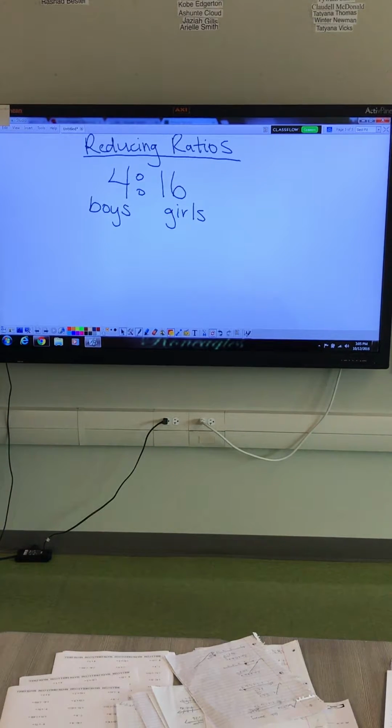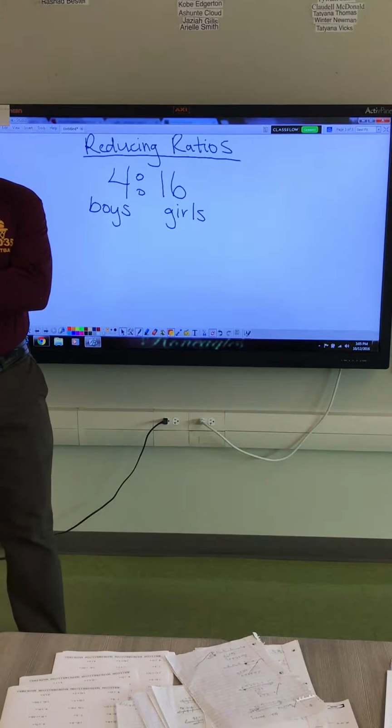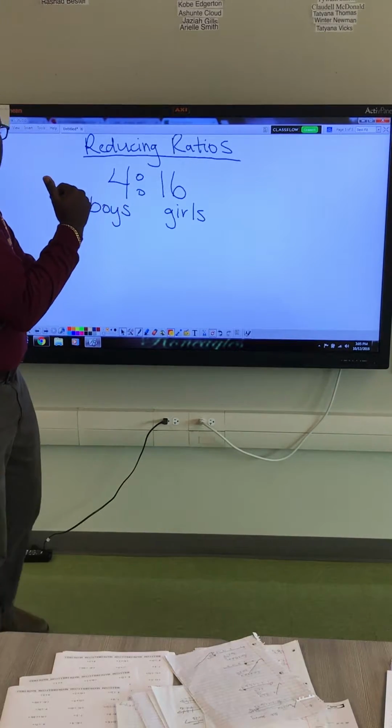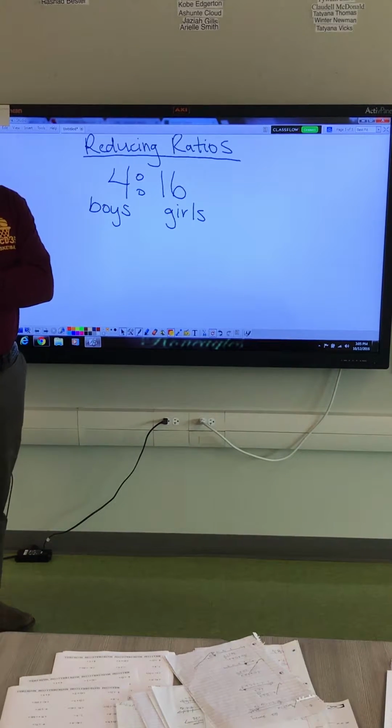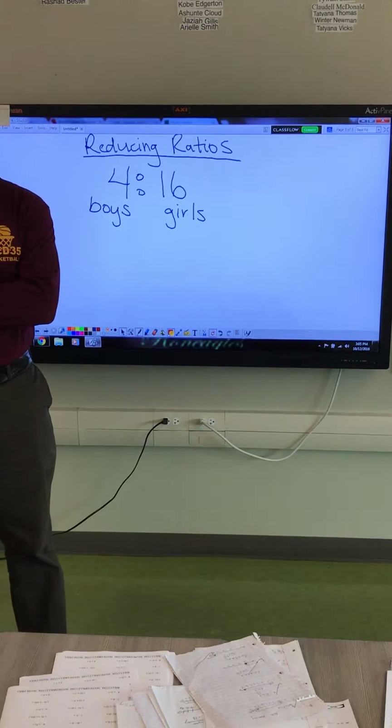Both of the numbers are even, so we know we can divide by 2. But if we're always dividing by 2, it's going to take us longer to do. So instead of dividing by 2, what else can we divide by? We can divide by 4.